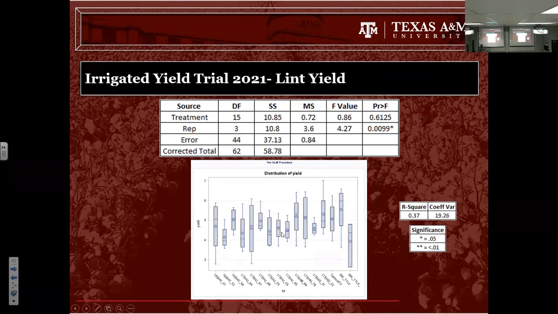Again, for the irrigated trial, you see the same thing where rep is significant. We have a lower R squared of 0.37, a higher CV of 19. And again, when we look at the distribution of yield, it is variable, also due to 1 year of data.